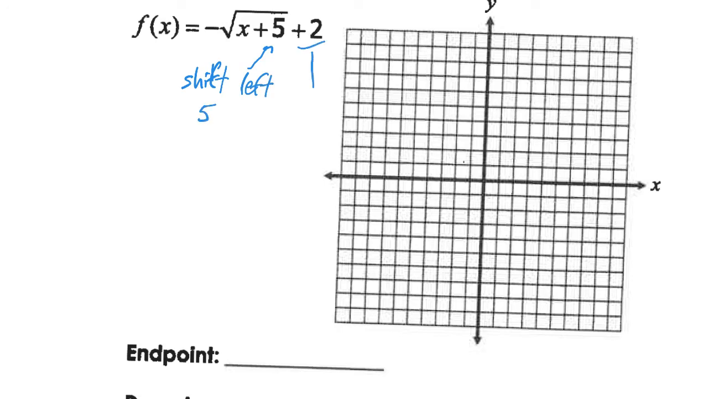And this +2 is going to shift it up 2. And then this negative in the front, don't forget about him, he's going to flip it upside down. So it's flipping it across the x-axis.